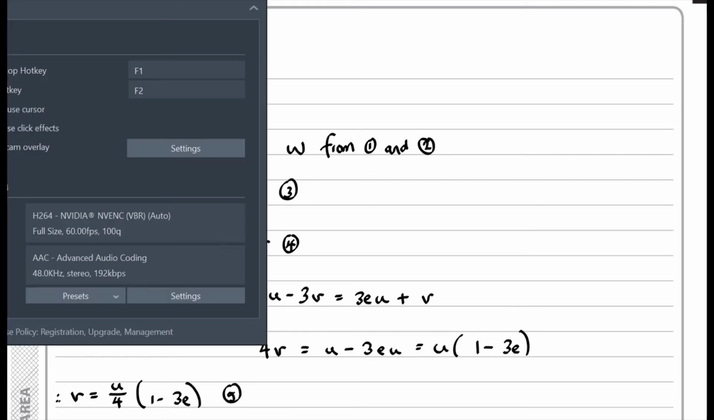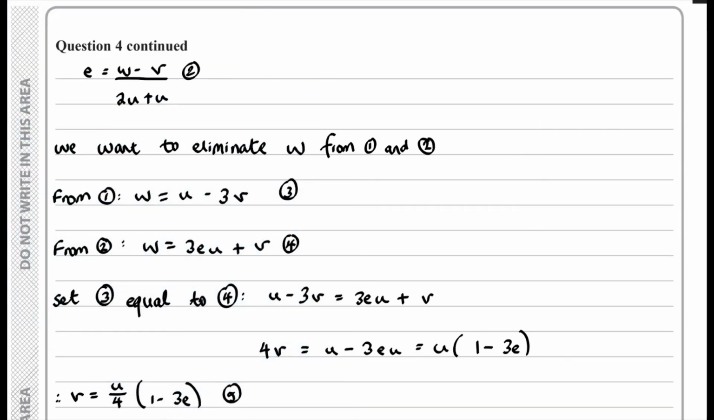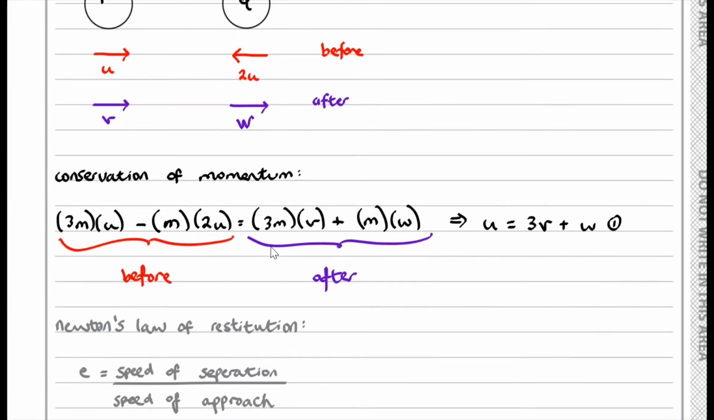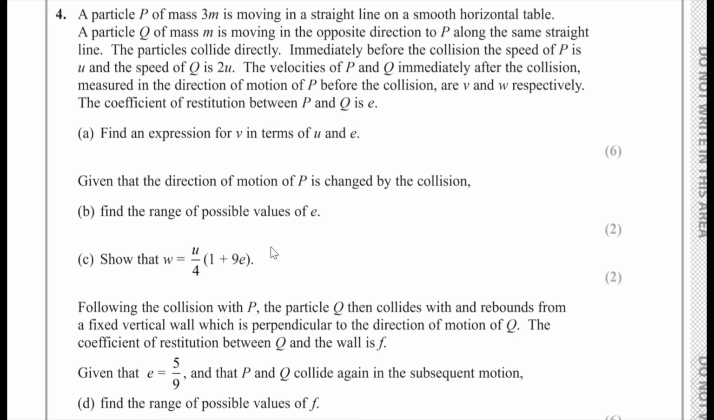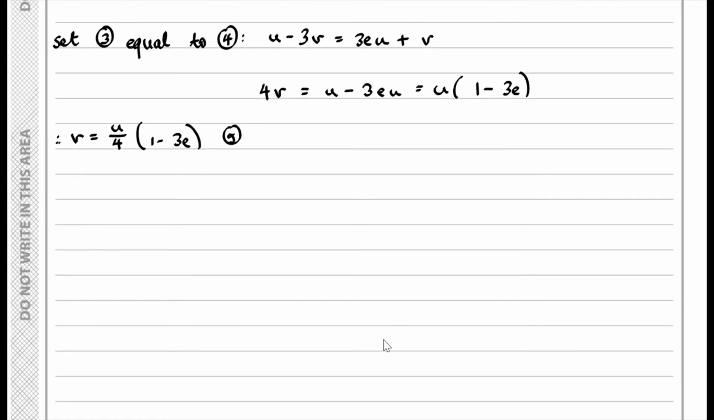Okay, so now for part B of the question. Given that the direction of motion of P is changed by the collision, we have to find the possible values of E. Well, if P changes direction, then we can say from here that V will be negative. And if V is negative, remember we already know what V is.